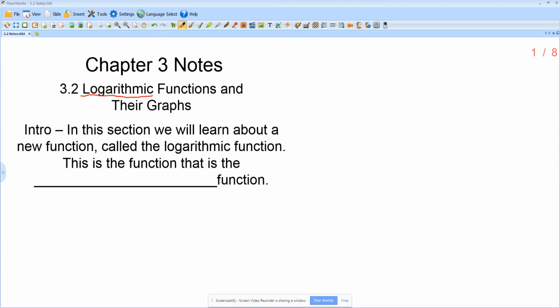That's awesome because this class is really going to build on itself, and we have to make sure we're keeping pace. So, intro: in this section, we will learn about a new function called the logarithmic function. The logarithmic function is the function that is the inverse of the exponential function.